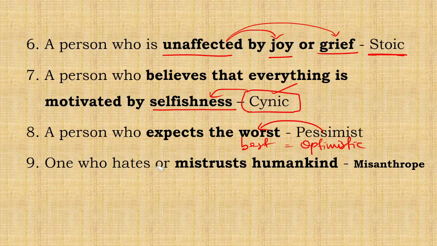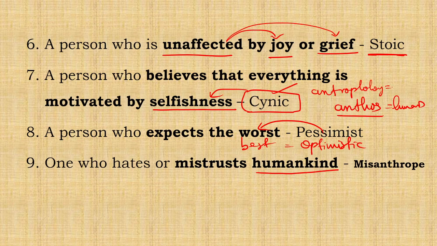Next, one who hates or mistrusts humankind. Here, look at this. Humankind in English is called anthros. Anthros means human population. You know anthropology? Anthropology is nothing but the study of humankind. When you say the word philanthropy, that is nothing but a person who loves mankind.